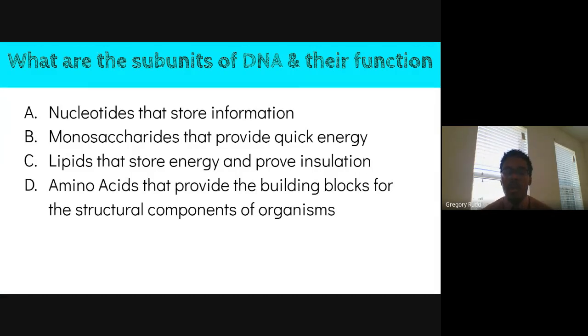So, quick question here. What are the subunits of DNA and what are their function? Can someone just tell me from A, B, C, or D? Thank you, Gabby. Yes. DNA is made up of nucleotides that store genetic information. Good. So DNA is a nucleic acid, and we'll talk more about that.